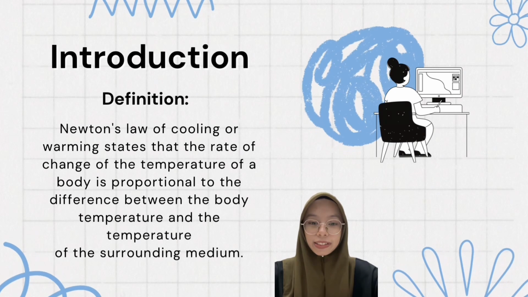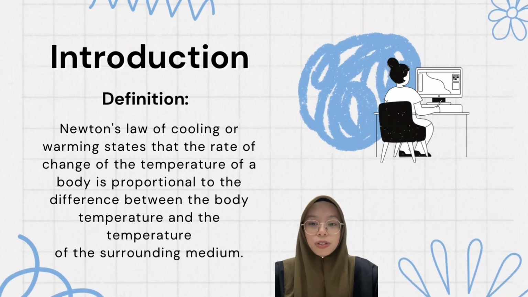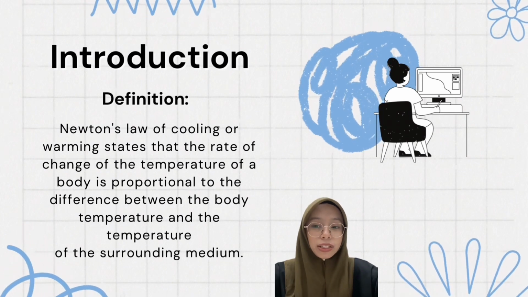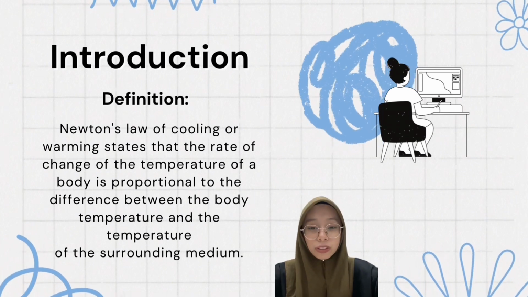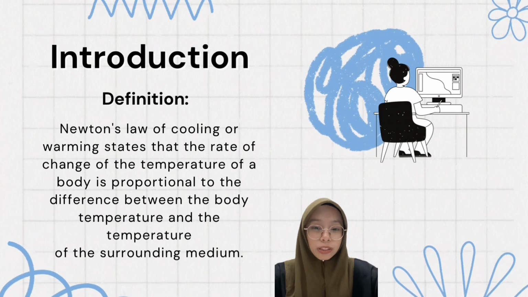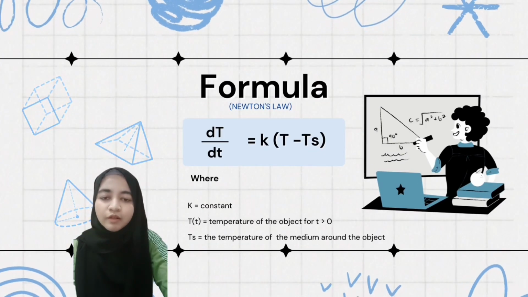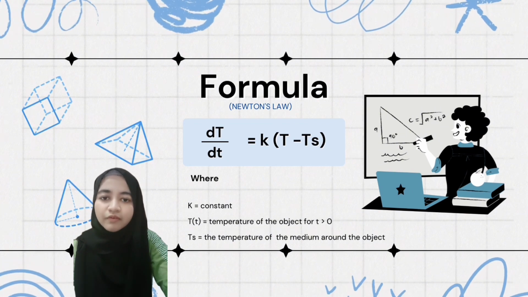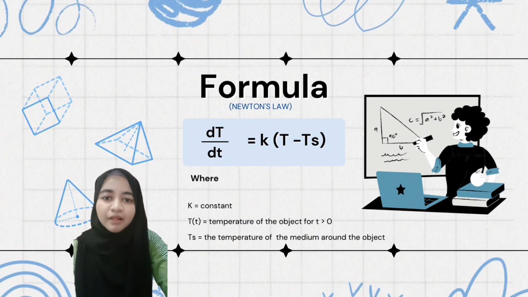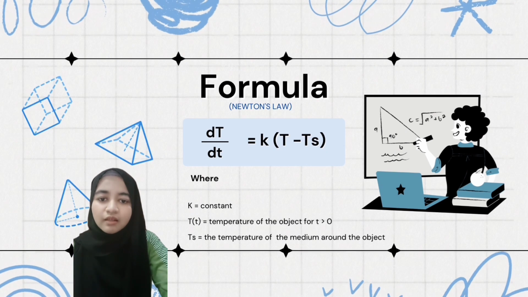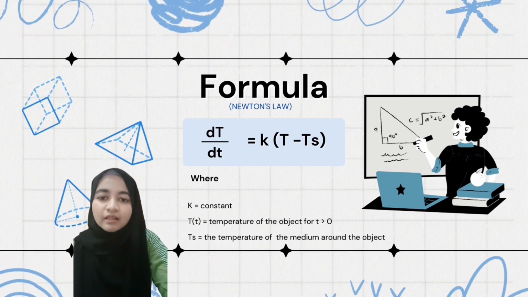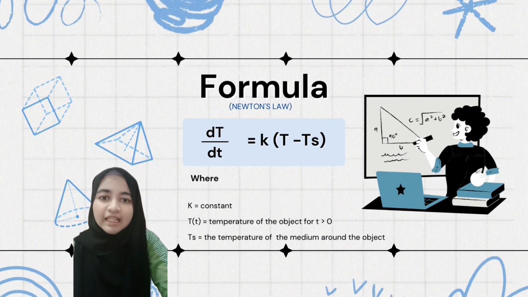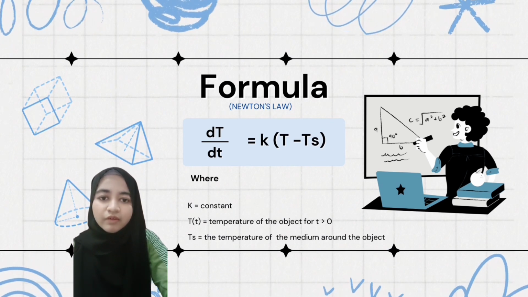First, introduction. Its definition is Newton's law of cooling or warming states that the rate of change of the temperature of a body is proportional to the difference between the body temperature and the temperature of the surrounding medium. The formula we use for the cooling and warming problem is Newton's law formula, which is dT/dt equal to k multiplied by (T minus Ts), where k is a constant and T(t) stands for the temperature of the object for t bigger than 0, and lastly Ts stands for the temperature of the medium around the object.